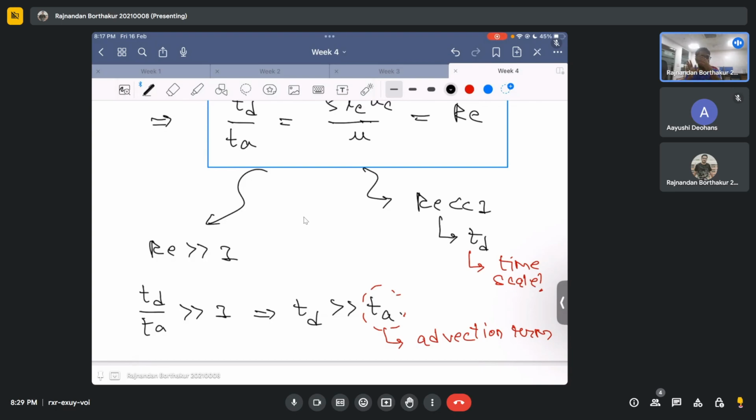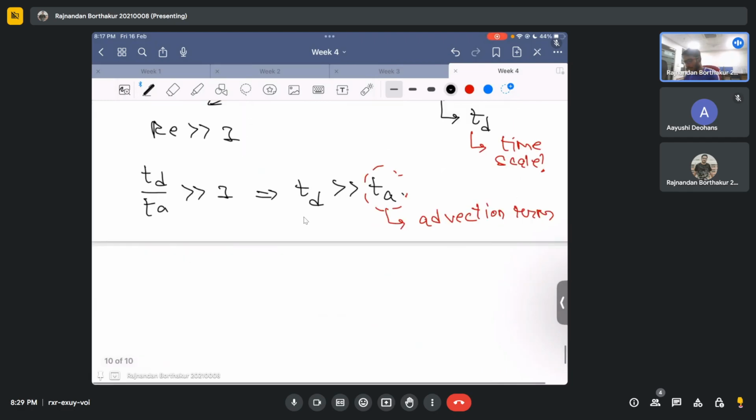What if there is an appreciable change in 10 seconds? Then the diffusion time scale would not capture this, because the diffusion time scale is basically 50 seconds, right? So that's why we will always choose the smaller time scale associated with it. That's what I will tell.